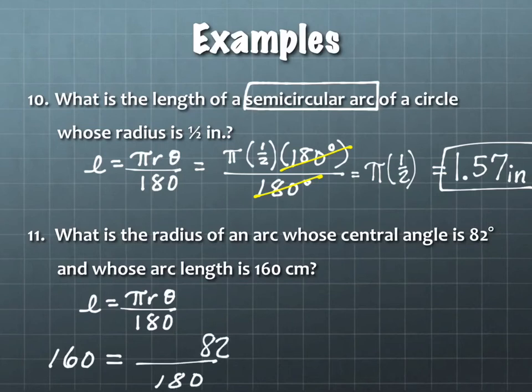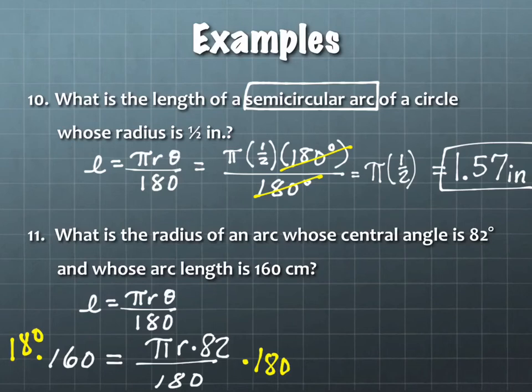Yep. And the radius, yeah, the radius we don't know, right? So, yep, my 82 is the degree measure this time, and my length is my 160. So there's lots of things you could do. I'm probably most tempted to multiply by the 180 and then divide by the 82, but you can do it in whatever order you'd like.